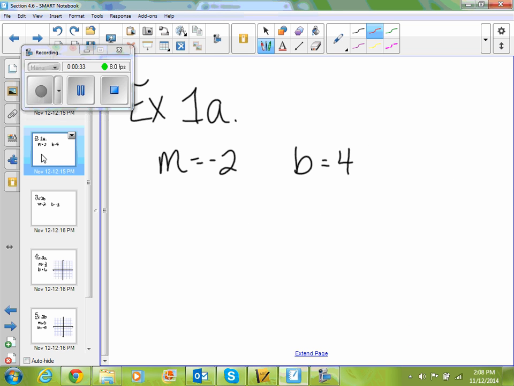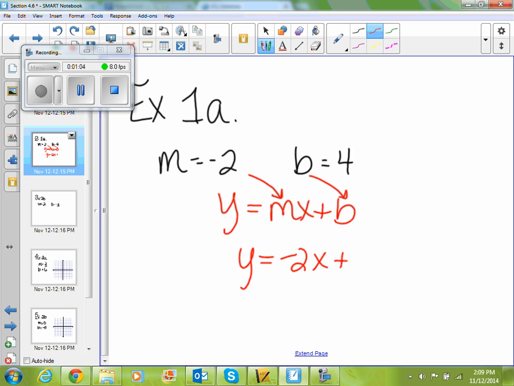Alright, if I look at example 1a, I'm trying to write an equation in slope-intercept form. I'm told that my slope is -2, and slope is m, so m is -2, and that my y-intercept is 4, and my y-intercept is always represented by the letter b, so b is 4. So I'm going to plug in my m and my b to my appropriate areas. Perfect, so y equals -2x plus 4. And there you're done. That's your equation.